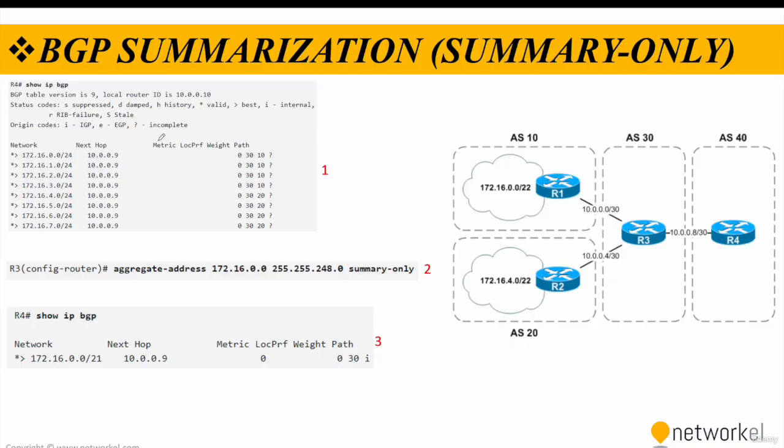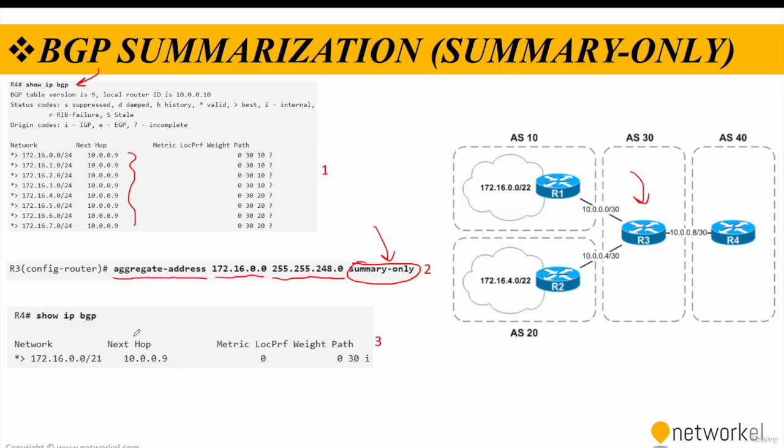Okay, so again, let's have a look. I'm typing show IP BGP in router 4 and I'm seeing all those subnets. This time, the configuration on router 3, I am doing aggregate address. Again, I'm putting my subnet followed by the summary only keyword. That is the key differentiator.